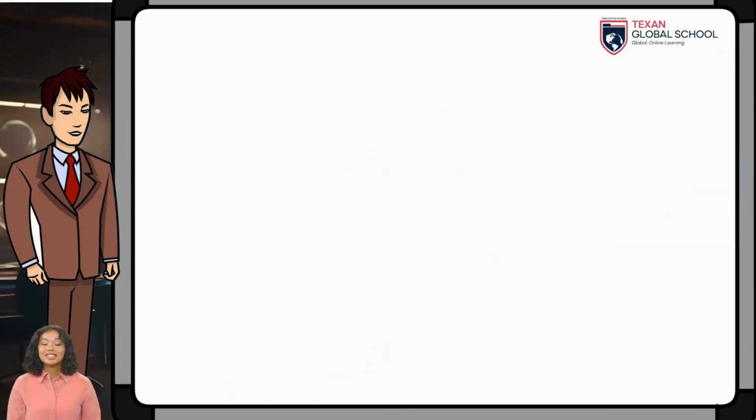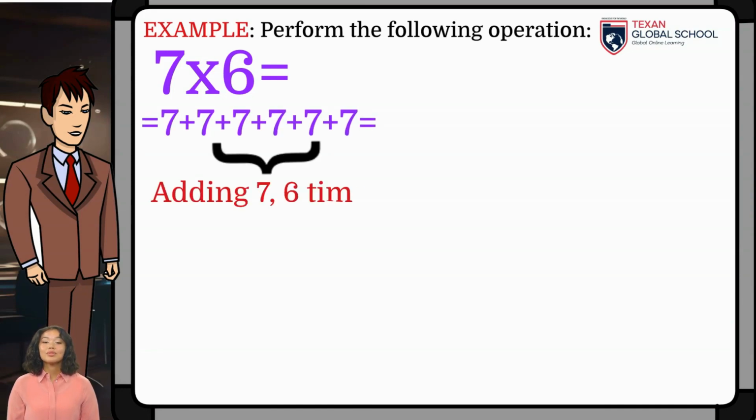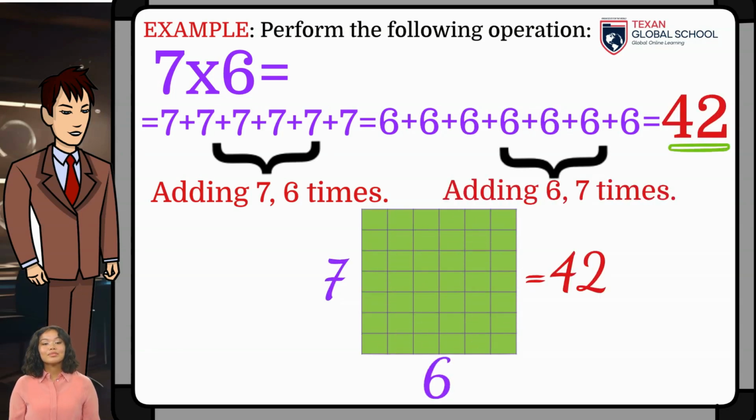Now, multiply 7 by 6. We add 7 6 times, or we add 6 7 times. Therefore, 7 times 6 is 42. The model represents 7 rows by 6 columns, so we have 42 ones. Hence, we can conclude that 7 times 6 is 42.